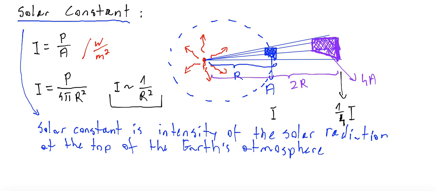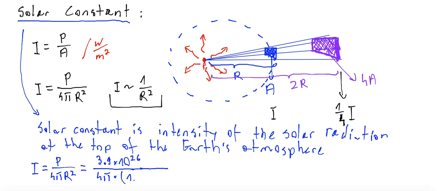Okay, so this is the solar constant. Now let's calculate it. To calculate the solar constant, we have to know the average distance between the Sun and the Earth. It's not given in your data booklet, but I know that this distance is around 150 million kilometers. So in the numerator, you have to take the power of the Sun, which you calculated in our last lesson. And in the denominator, we have to take 4 pi multiplied by the average distance between Earth and Sun, which is 150 million kilometers.